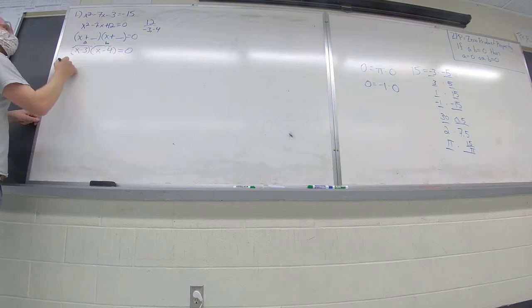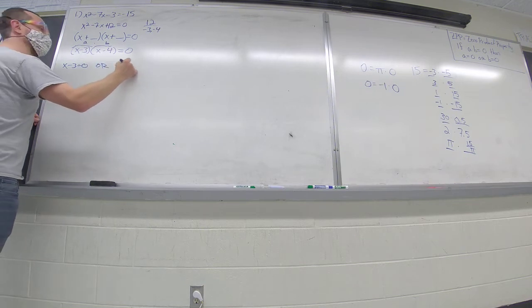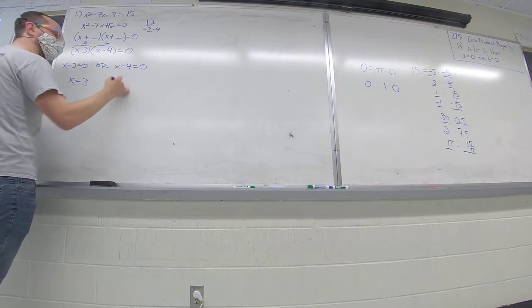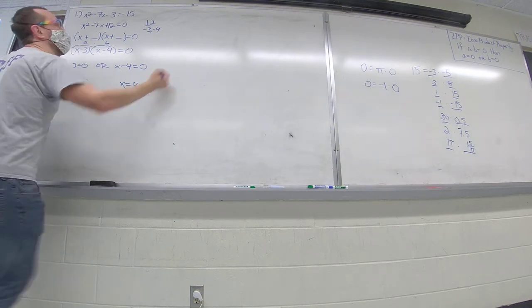One of them is 0, thanks Bianca. x minus 3 is 0, or x minus 4 is 0. If x minus 3 was 0, then x would be 3. If x minus 4 was 0, then x would be 4. Okay, how do we do the second problem?